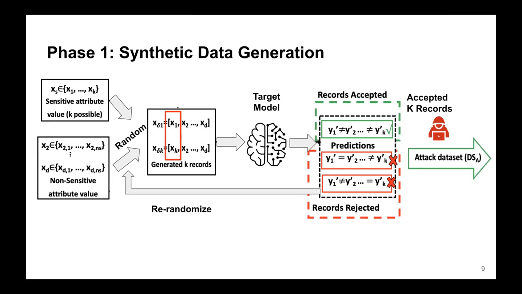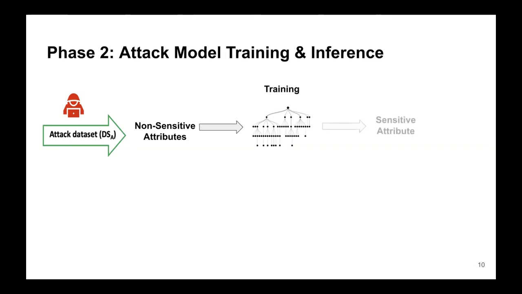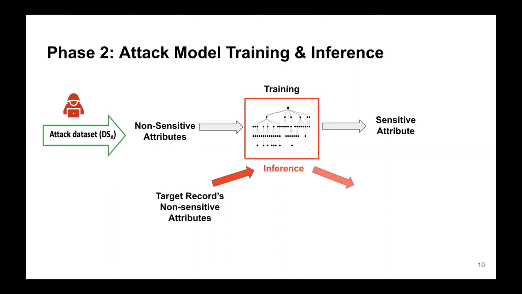Now the adversary uses this attack data set in the next phase to train the attack model, where the non-sensitive attribute values are the X in the training of the attack model and Y is the sensitive attribute value. So that when the inference phase comes, given the target record's non-sensitive attribute values, the adversary can infer the sensitive attribute value from the designed attack model.